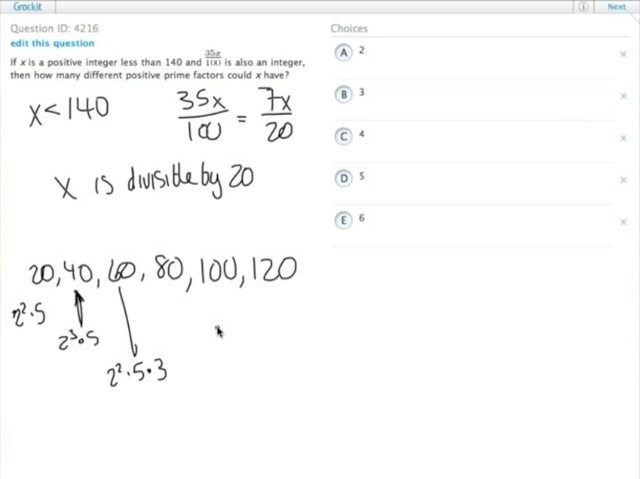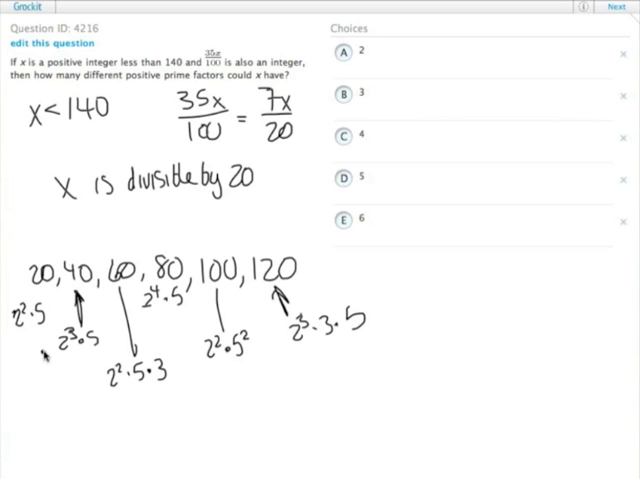80 is that 2 cubed again, 8, but then times another 2 times 5 for 10, so it's actually 2 to the 4th times 5. 100, 2 squared is 4, 5 squared is 25, 4 times 25 is 100. And then 120 is 8 times 15, so it's 2 cubed again times 3 times 5.